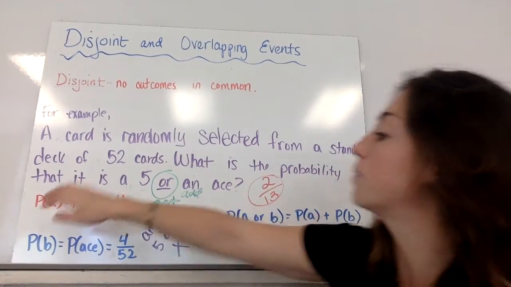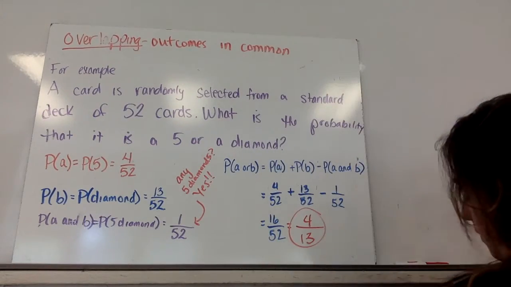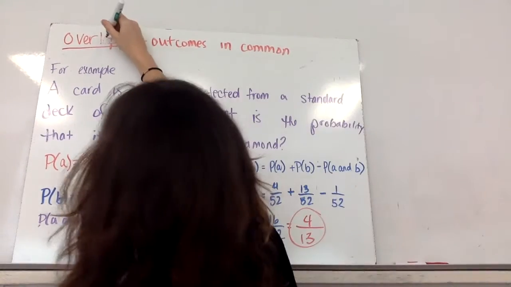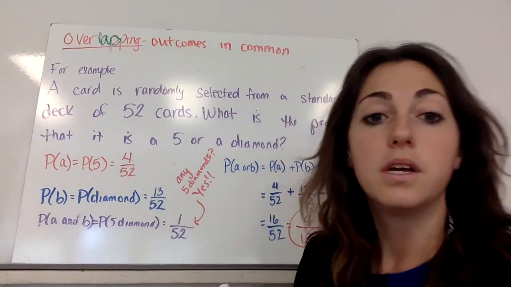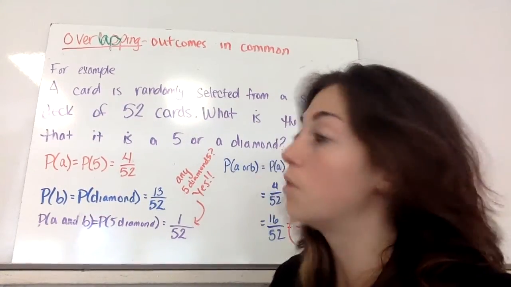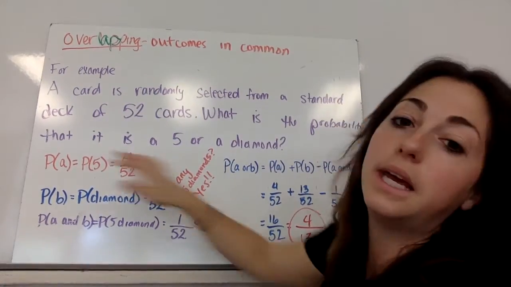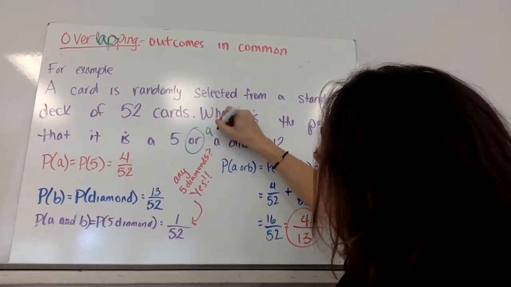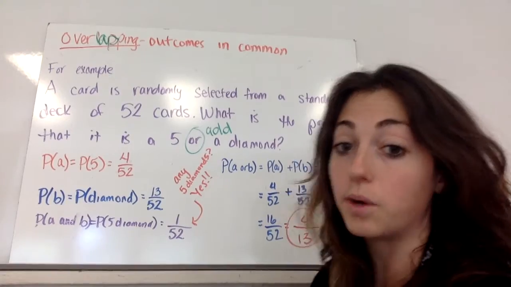Okay. The next thing we're going to talk about is overlapping events. Overlapping events have outcomes in common. For example, a card is randomly selected from a standard deck of 52 cards. What's the probability that it is a 5 or a diamond? Again, or means add. We're going to add these, but there's something different with overlapping.